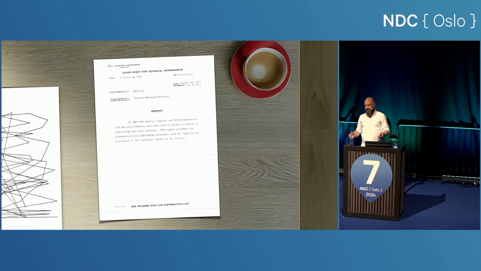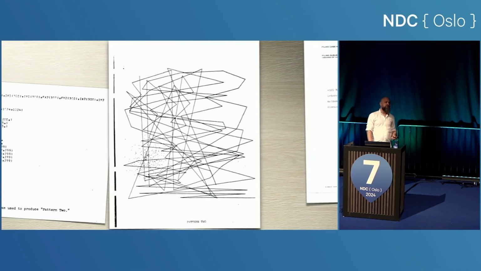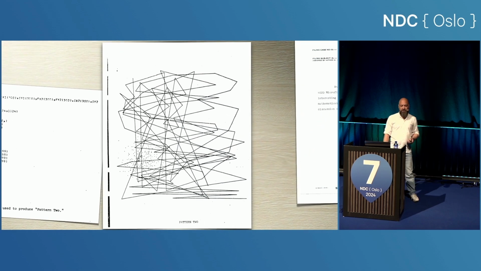So Michael Noll distributed this thing about computer-generated patterns. And the actual source code, the Fortran source code for the program looked like this. It was supposed to produce something scientific. It produced this mumble of lines instead.